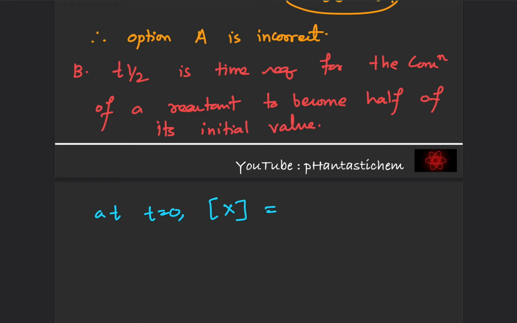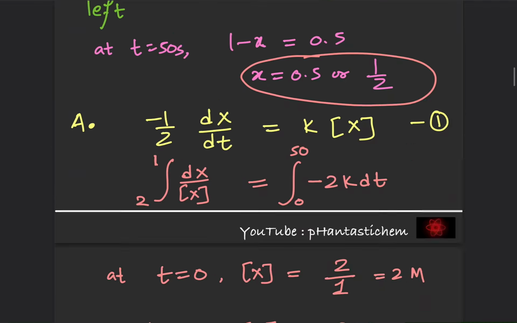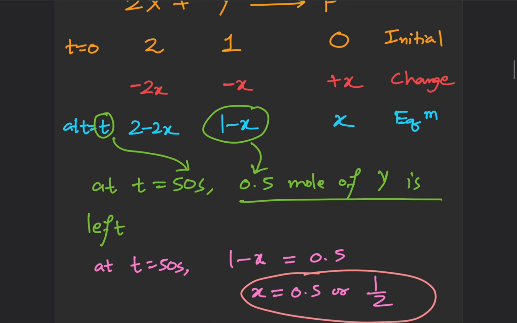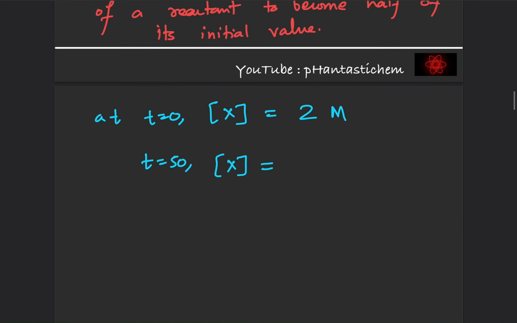So at time t equal to 0, remember the concentration of X will be, so we started with 2 moles of X in 1 liter of the solution, so concentration is 2 molar, right? And at time t equal to 50, to find out the number of moles of X, it is 2 minus 2x, and x is 0.5 or 1 by 2. So 2 minus 2x was 1, right? So the number of moles of X was 1 and the volume of the solution is 1 liter. So therefore concentration will be 1 molar, right?